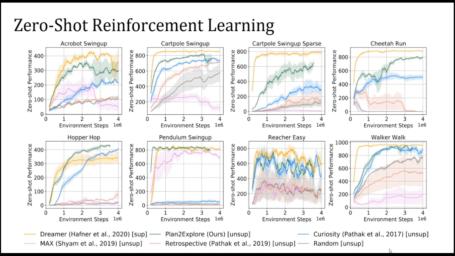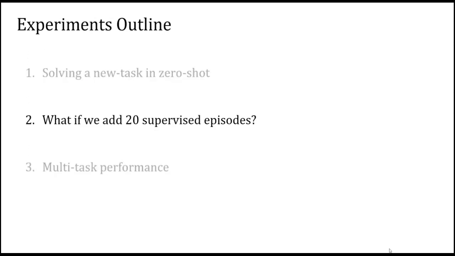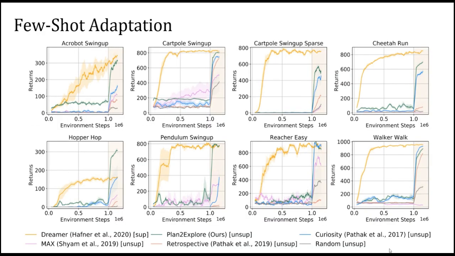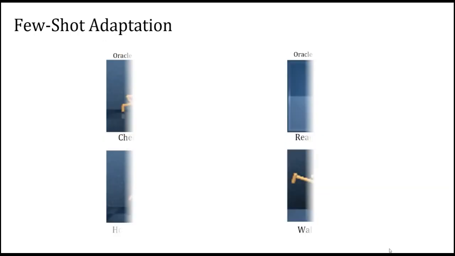So how do we then bridge this gap? We can then look at what happens if we let the agent practice the new task for just 20 supervised episodes. Here, our agent doesn't know the task before 1 million environment steps, so the rewards are low. However, once it is provided with the task, the performance of our agent climbs rapidly after just 20 supervised episodes. And on adding 100 supervised episodes, our agent is able to match the performance of the state-of-the-art agent.